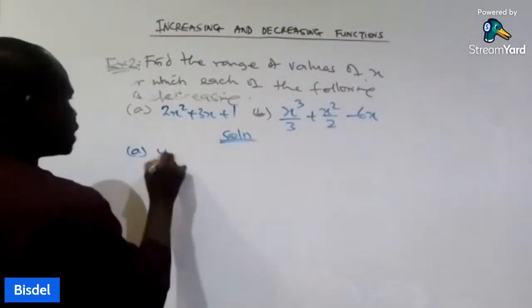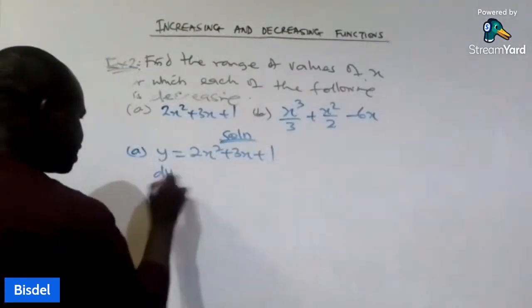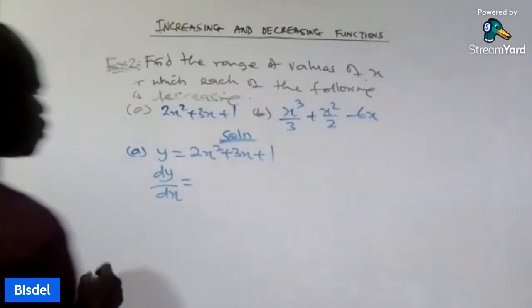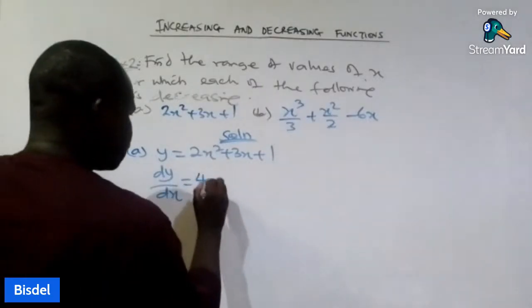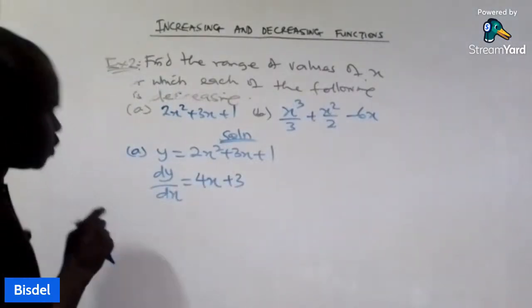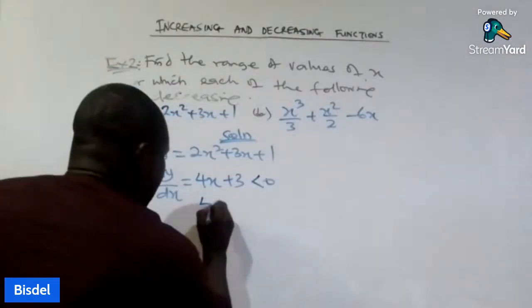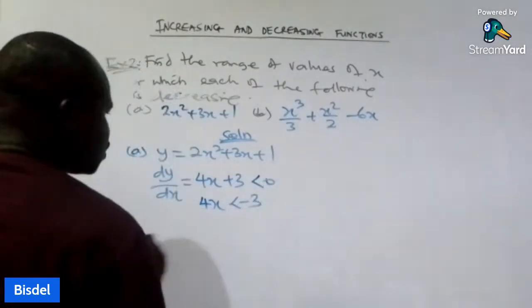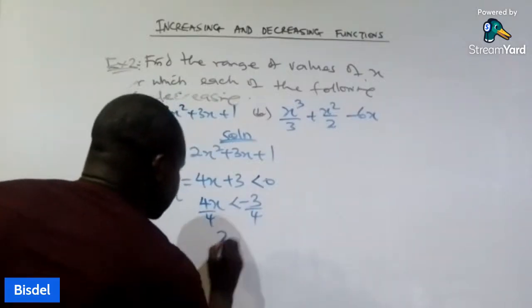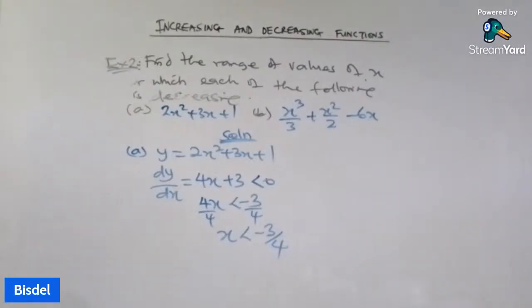So the first one, we have y equal to 2x squared plus 3x plus 1. If I differentiate this, dy/dx will be equal to 4x plus 3. That's the derivative of that. Then under decreasing function, dy/dx must be less than 0. Then 4x will be less than minus 3. So we divide both sides by 4, so that x will be less than minus 3 all over 4. And that will be the value of x for which that function is decreasing.